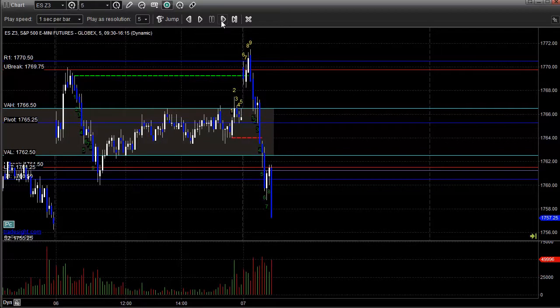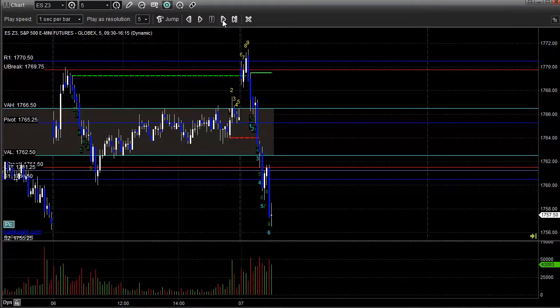So here we go. Right at this moment, here we are filling. You'll notice there's a gap from the prior day, and we're filling that gap here now. So we're coming down to hit the levels from the prior session. And it's this bar right here where Twitter goes public.